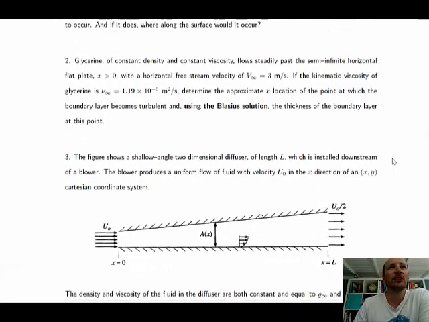Question 2 should be fairly straightforward. You're essentially just plugging some numbers for free stream velocity and kinematic viscosity into the Blasius solution results, which are available on the formula sheet or in your lecture notes, to work out boundary layer thickness. And what else have you got to find? The transition point from laminar to turbulent flow.